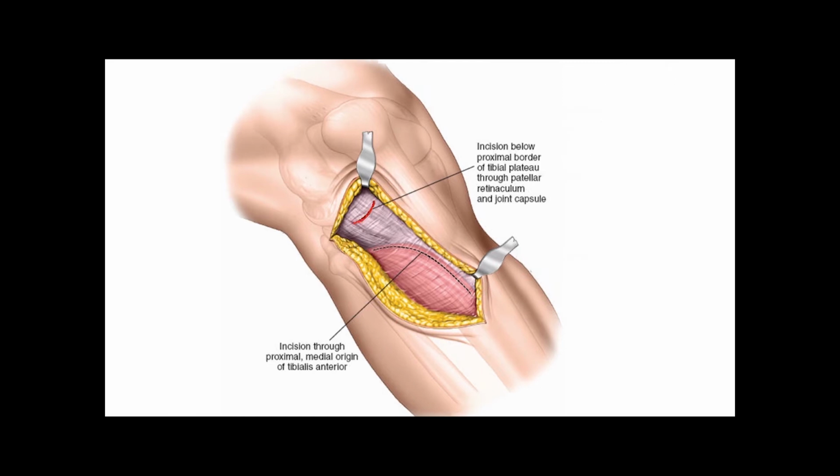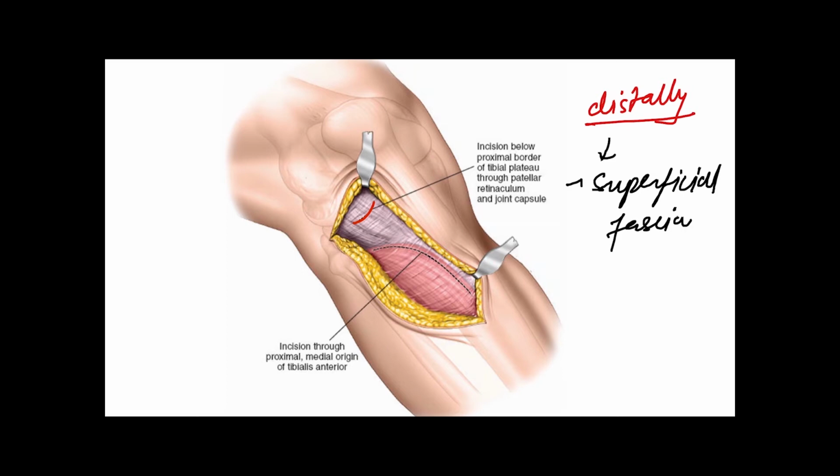and distally we cut the superficial fascia above the tibialis anterior muscle. So this is the superficial dissection.